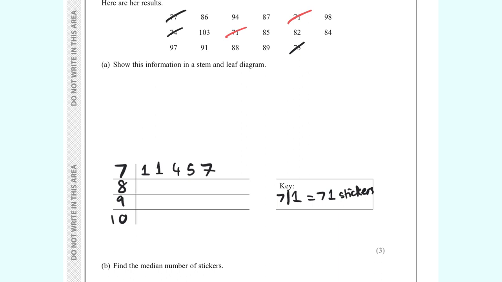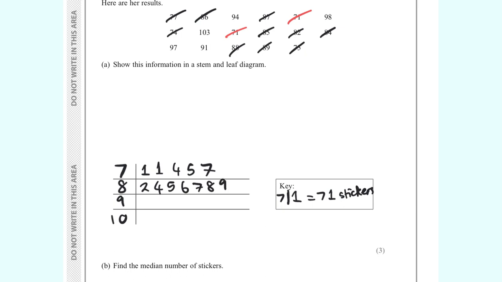Yep, we're on to the 80s now. So the smallest one is 82, write a 2 and cross it off. Then it's 84, put a 4, cross it off. And then, where are we at now? 85, put a 5, cross it off. 86, put a 6, cross it off. You get the idea. 7, 8, and 9. Alright, nearly there.